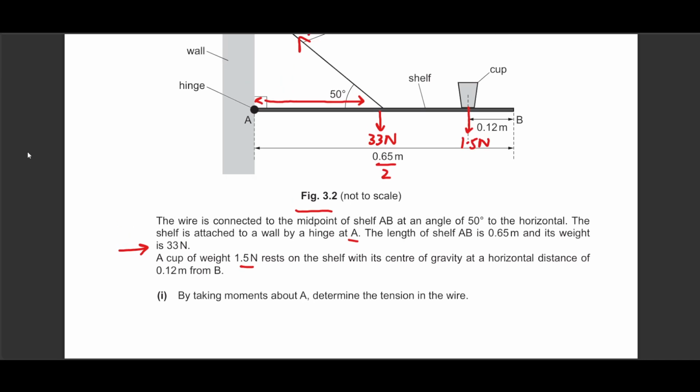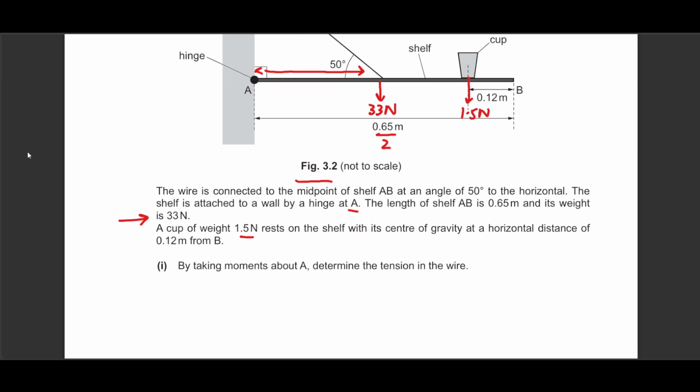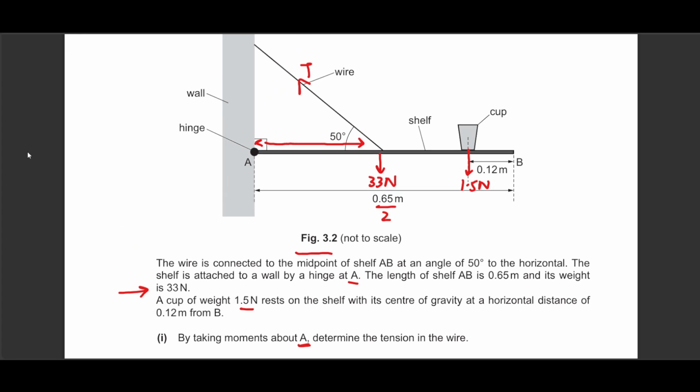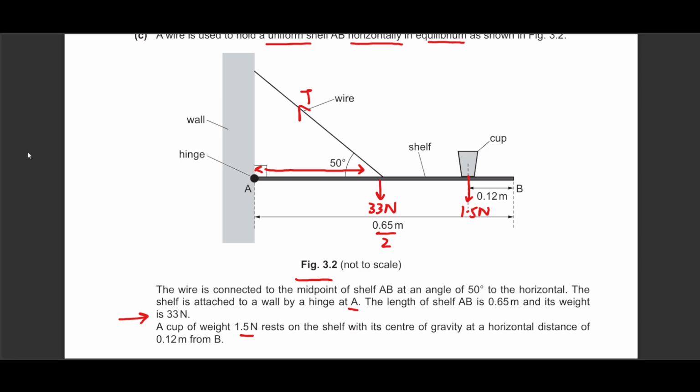He says that taking moments about A, which means consider this to be the pivot of the system, determine the tension in the wire. So for moments, this is the component of tension that is responsible for the anti-clockwise moment, and the red components are the clockwise. We are going to try to rotate the shelf in this direction. Only the tension component is going to try to rotate it in this direction. So this one is actually T sine of 50, and this component would be T cos of 50. We're not really interested in T cos of 50. We're interested in T sine of 50.